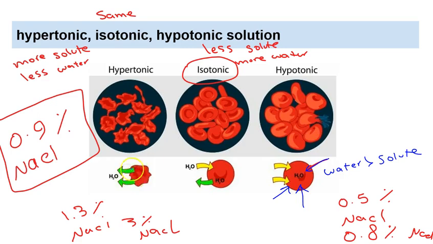And if we place our cells into the hypertonic solution, it means any number above 0.9%. Then the cell is going to lose the water because the water, again through osmosis, is moving out. In the hypertonic solution, we have more solute outside, less water outside. Then water moves from inside of the cell to the outside of the cell.